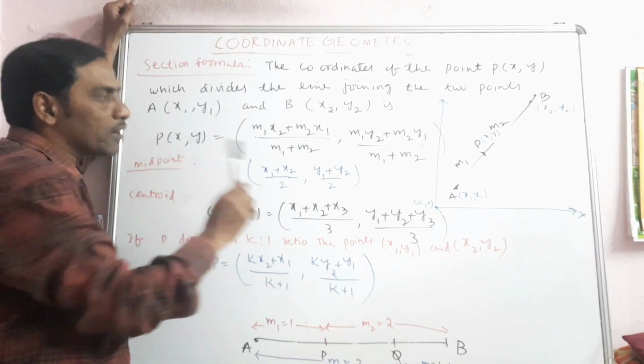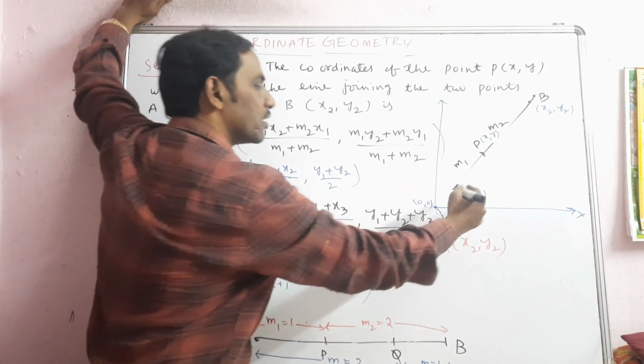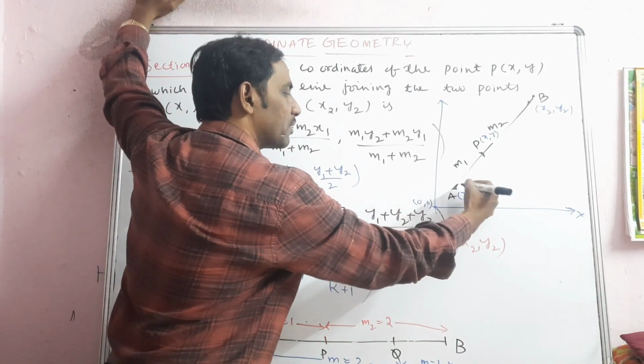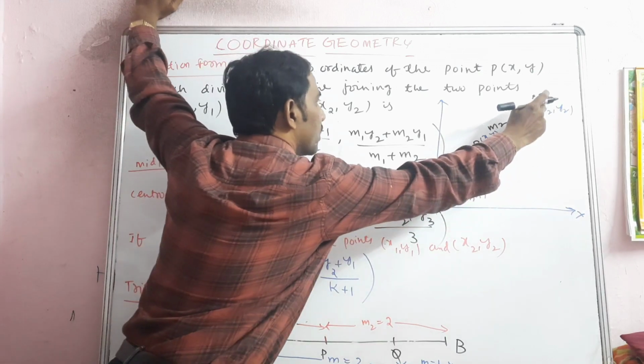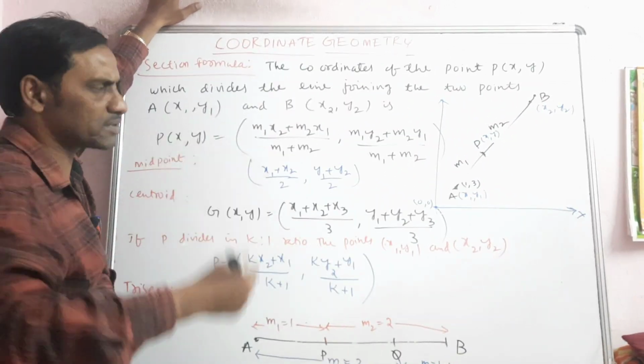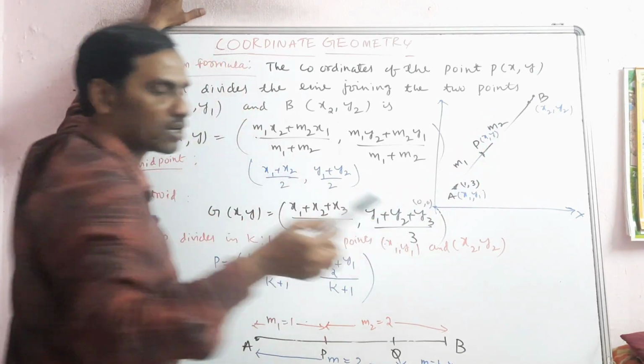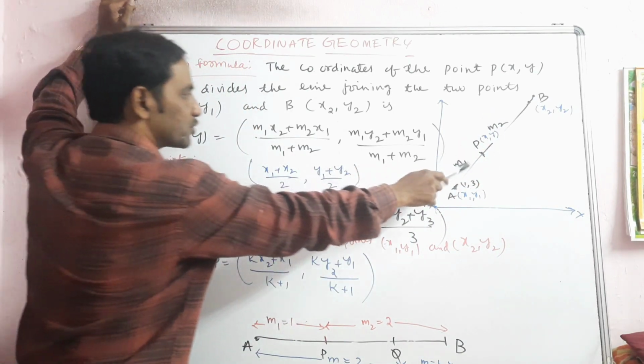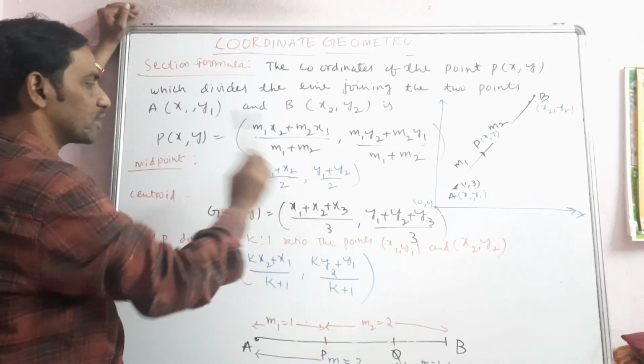So if you substitute the values, whatever they are, maybe x might be 1 comma 3, some numbers randomly, and y might be 7 comma 8, some numbers, and the ratio might be 2:3 or 1:2 or 3:4, whatever it is, you have to substitute, and you will get the point.